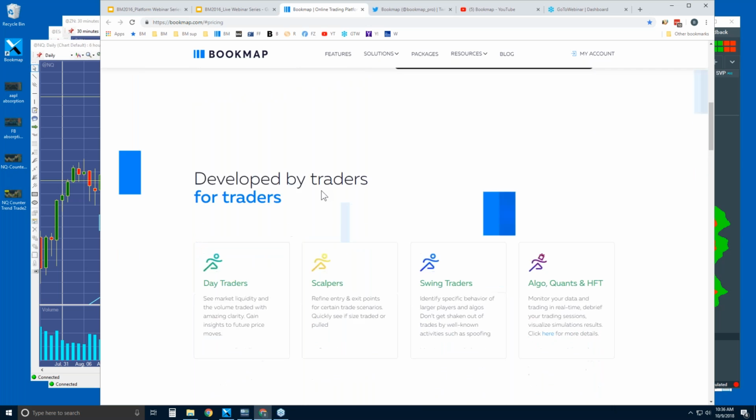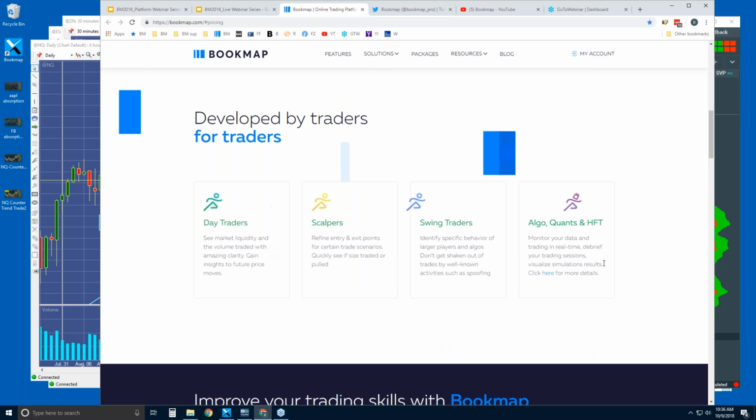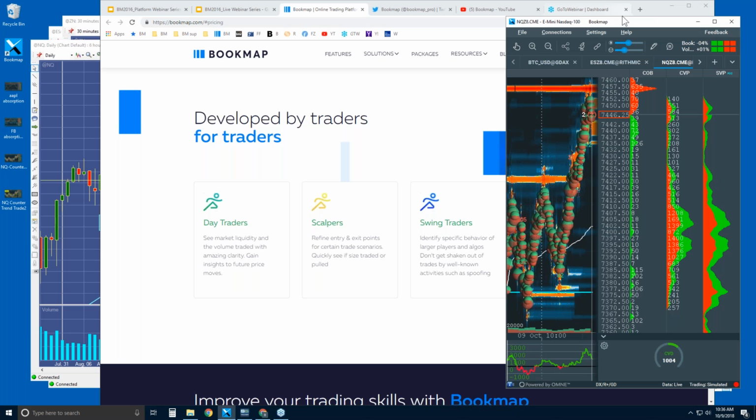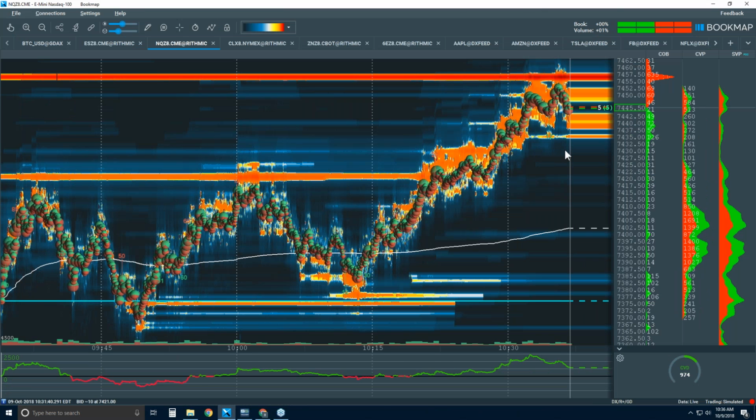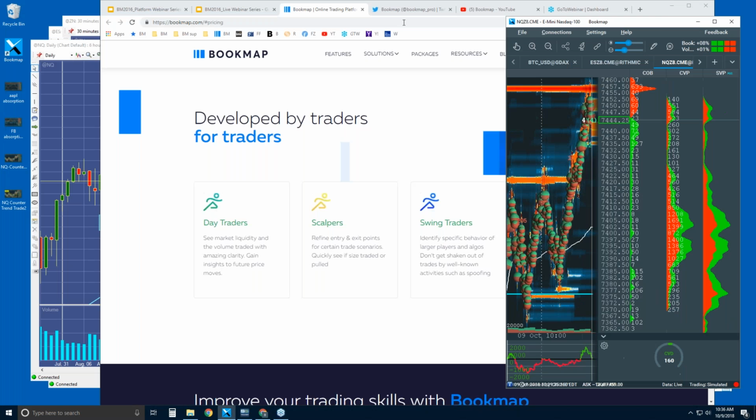Who uses Bookmap? Day traders, scalpers, swing traders, and quants. Even position traders I know use Bookmap. They're looking for optimizing their longer term positions. They want to understand what's going on in the order flow. For example, today, a position trader would want to see this. Okay, they would want to understand that the buyers are in control up here. All right, anyway, that's just an example.